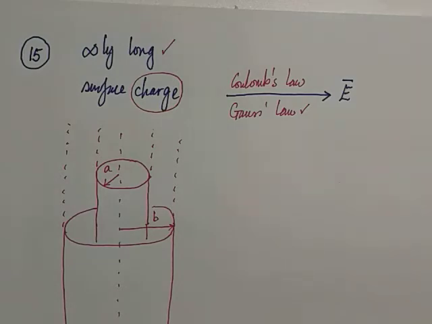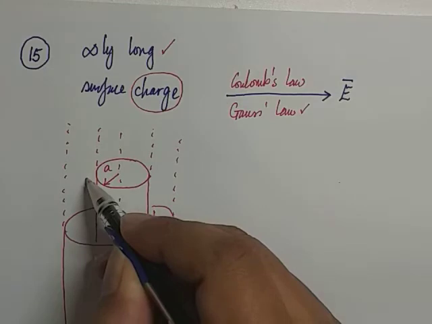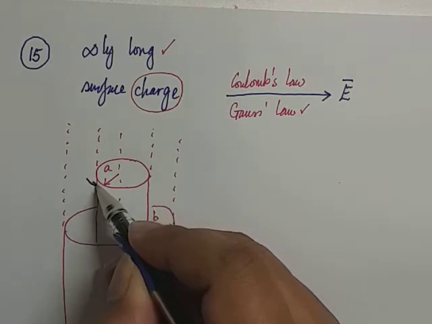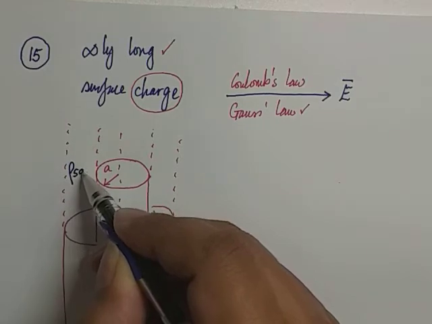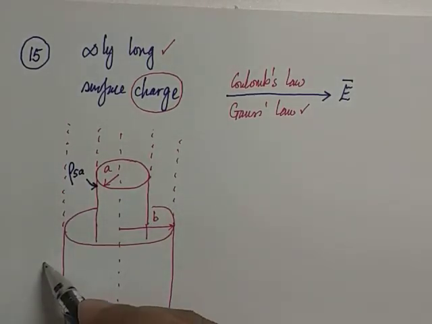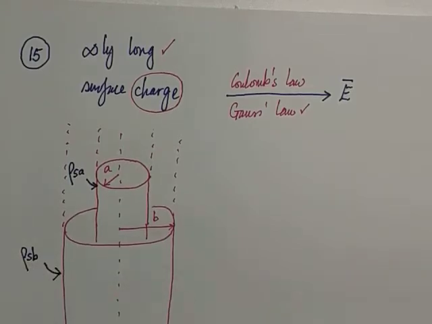And then regarding the source, there are two surface charges. One is on the inner cylinder, denoted as rho s a. Another one is located on the outer cylinder, rho s b. So that should be our diagram of the problem.